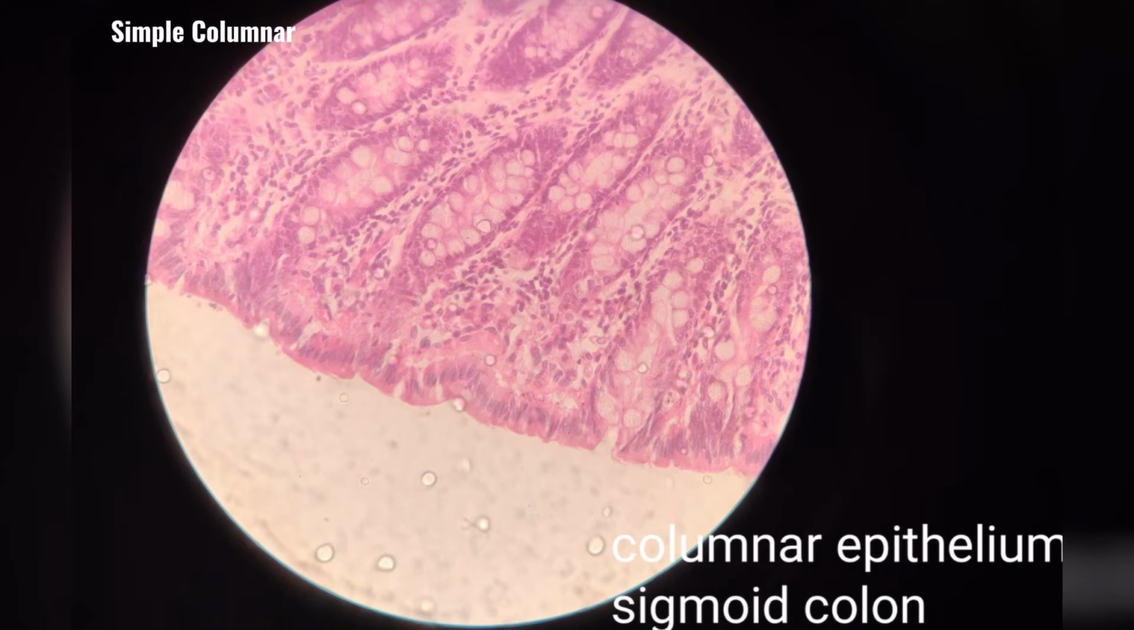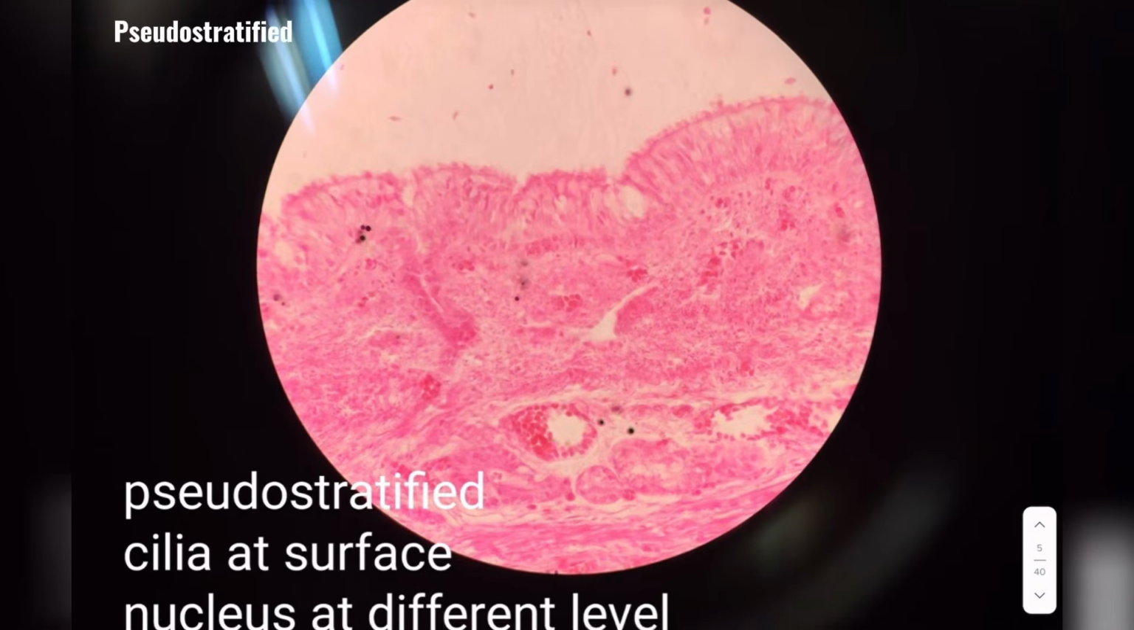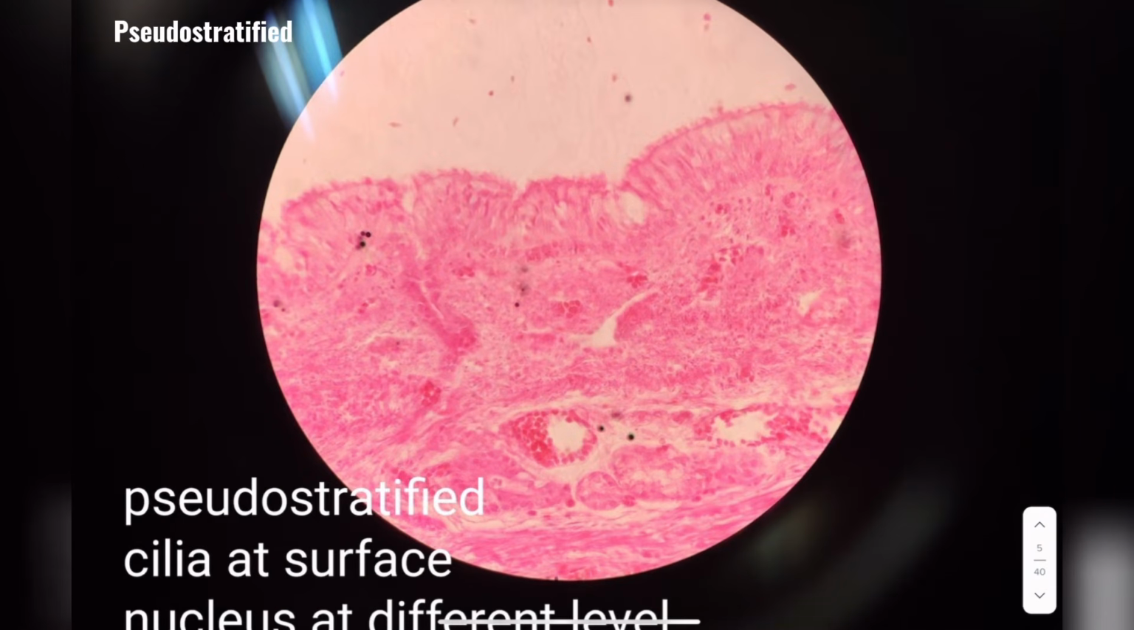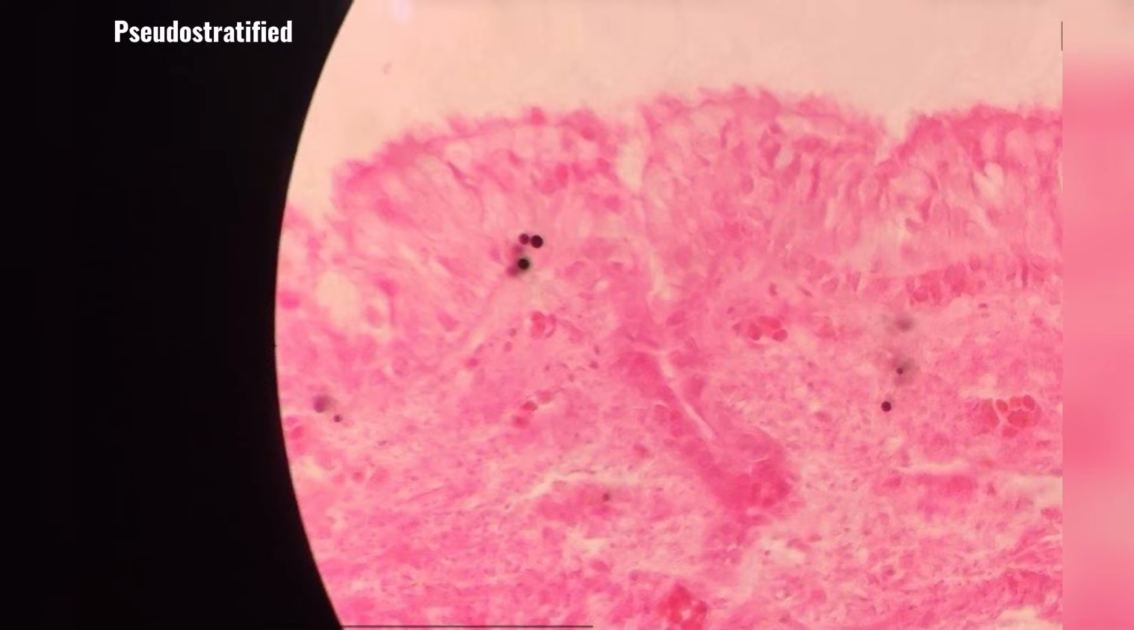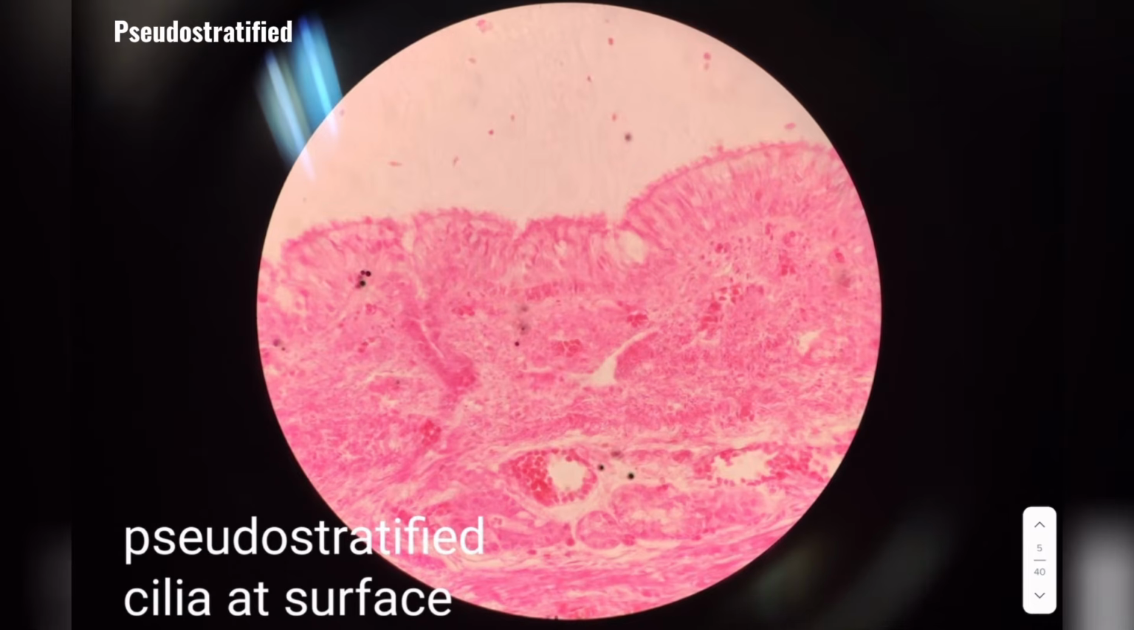Next, as soon as you observe cilia, there's a high probability it is pseudostratified. But then look at the nucleus as well. You can find that few nucleus are at this particular level and few nucleus are at this particular level. Nucleus at two different levels. Why? Due to the difference in sizes of the cell. This is pseudostratified ciliated simple columnar epithelium.